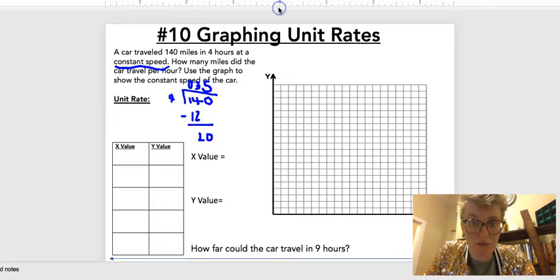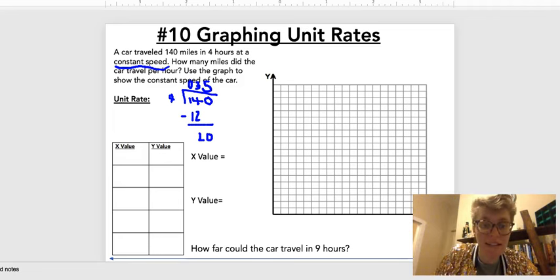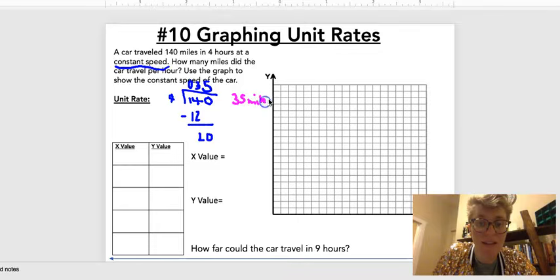So when I write this unit rate, I just don't want to say 35. I want to make sure I understand the context or the situation it's in. And that's going to be 35 is how many miles this car would travel in 1 hour. That should make sense because 35 times 4 would be 140. And that's what we just said for 4 hours. And we also know this is a constant speed, meaning it's going at the same rate continuously.